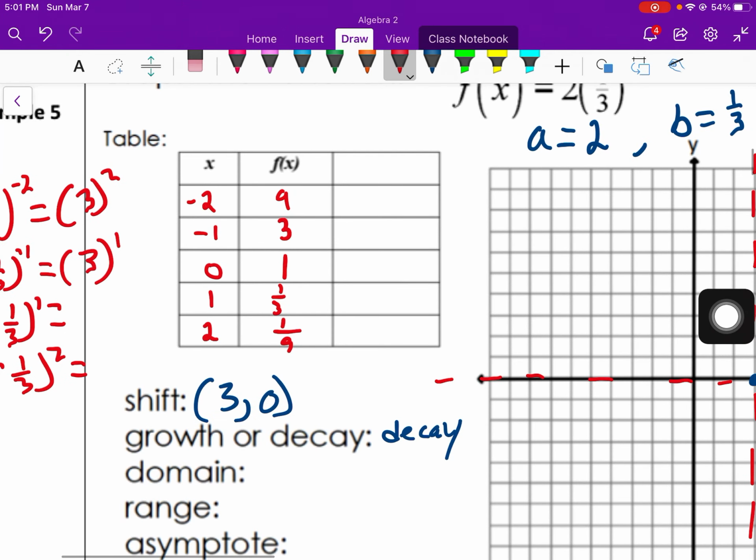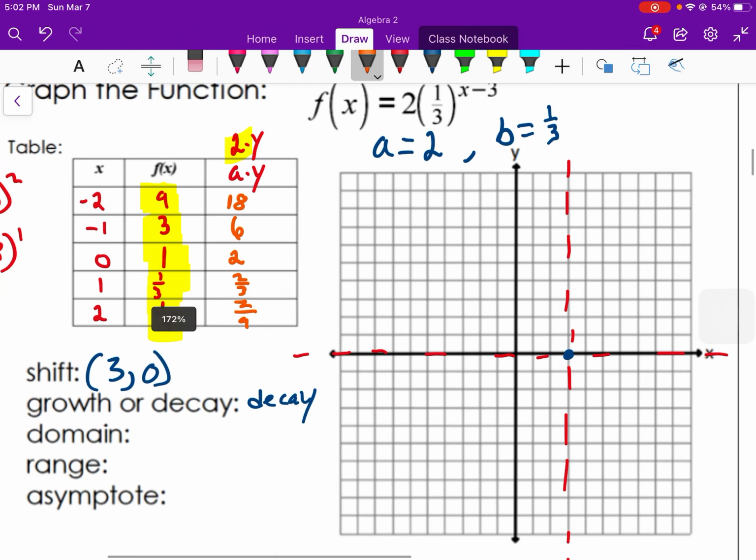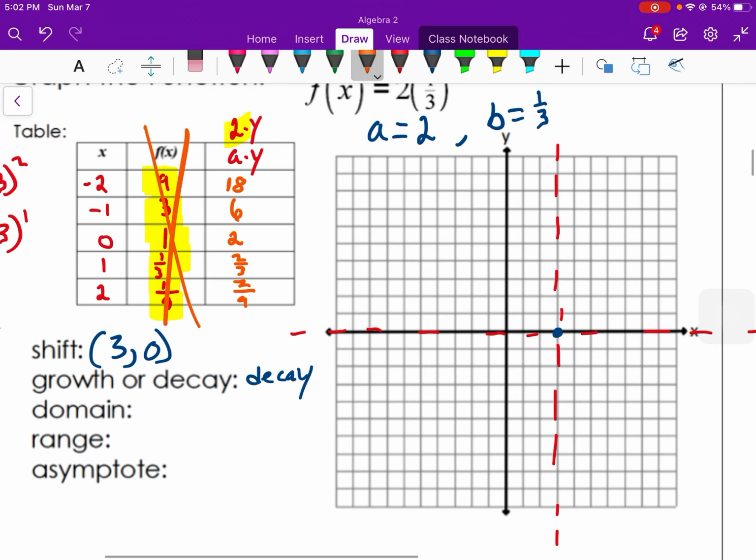Now we must scale it by whatever our a is. A is 2, so we're scaling all of our output values, f of x, or 2 times y, by a factor of 2. So 2 times 9 is 18, 3 times 2 is 6, 2, this is 2/3, and then 2/9. So we can get rid of those outputs. These are our new outputs, and we're graphing from our new origin.